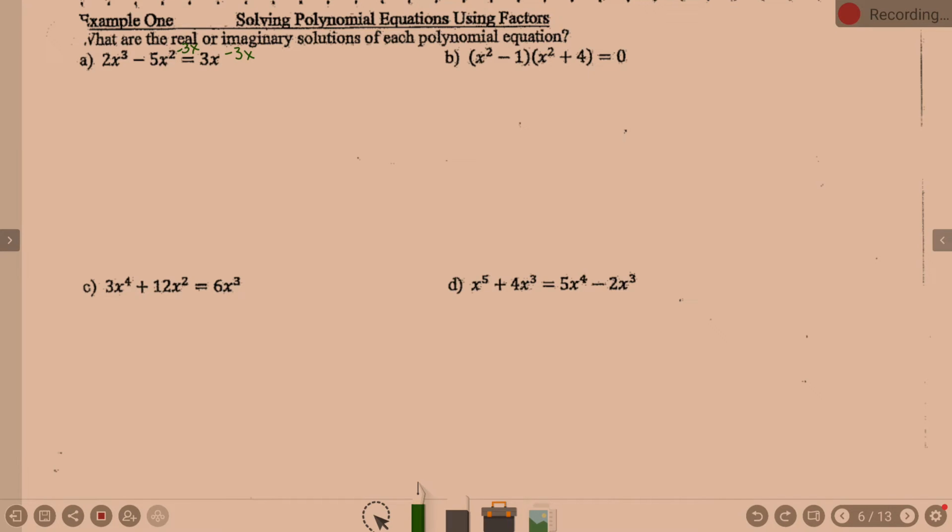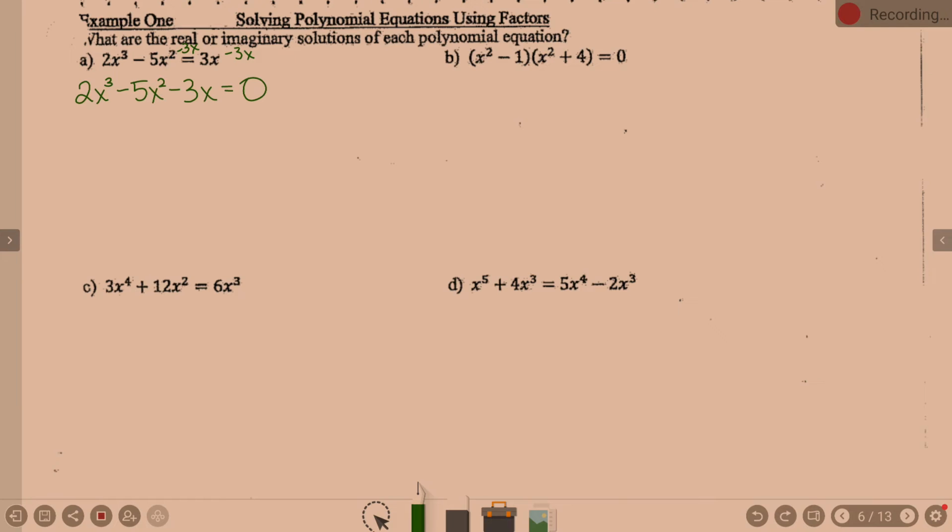Subtract 3x. 2x to the third minus 5x squared minus 3x equals 0. Okay, some of you guys went right to that. You knew exactly what I was going to say. We need to make the equation equal to 0. Think factoring. Is there a GCF?